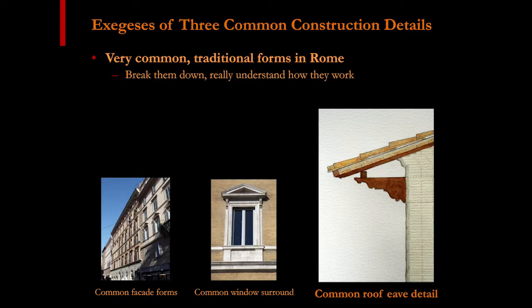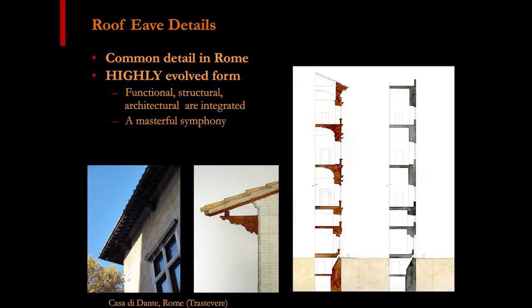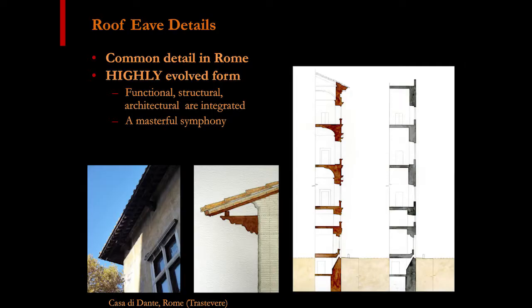And then my final common detail is how two different systems come together, so roof and wall. And this detail really caught my eye, and one of the reasons was, well, obviously it's really beautiful, but one of the reasons it really caught my eye initially was you had buildings out in Rome that were 200, 300, 500 years old, and they had all this exposed wood.